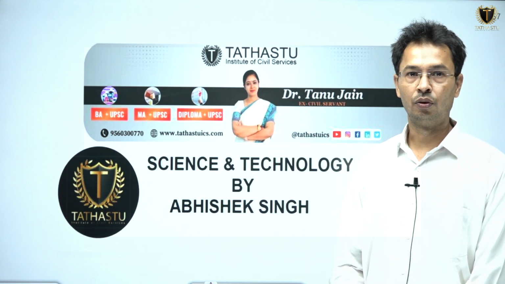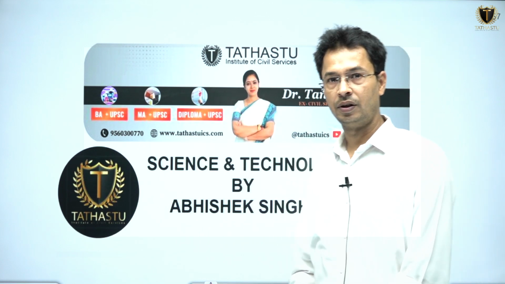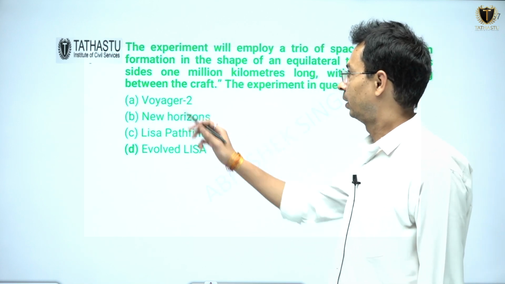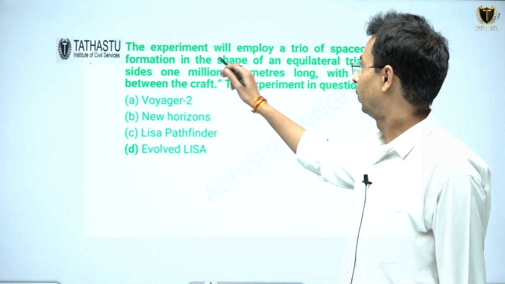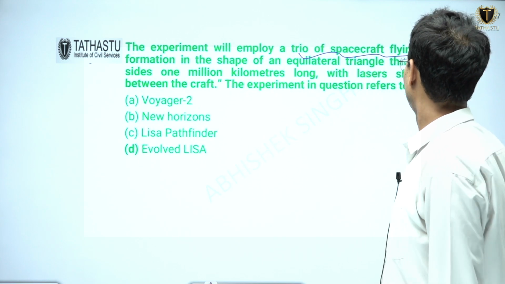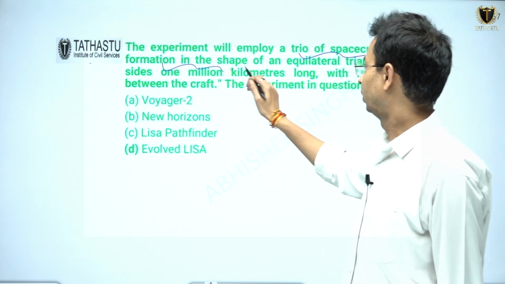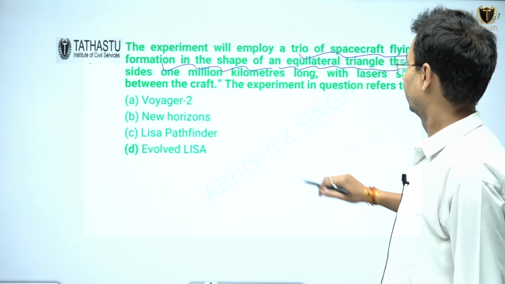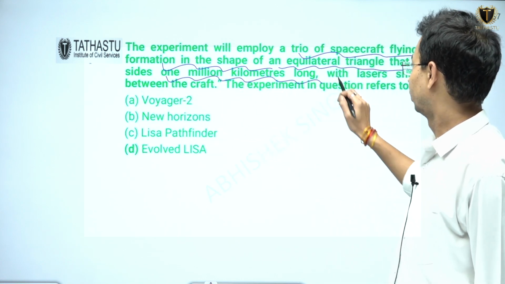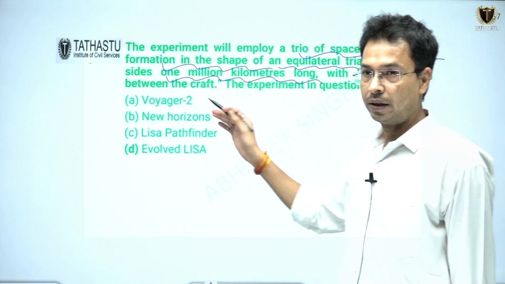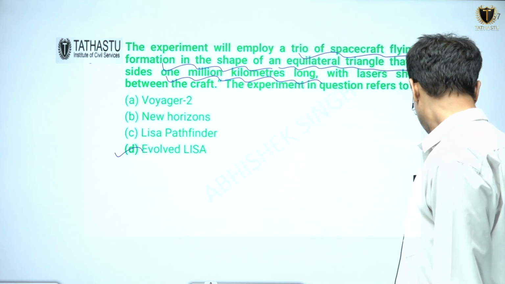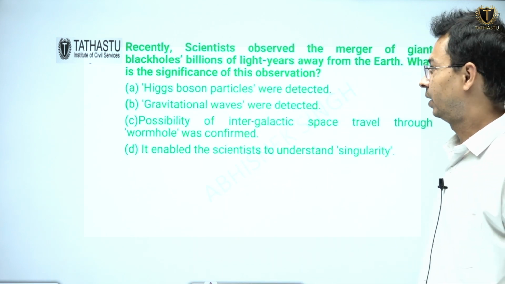Before going deeper into the topic, let us see some previous year questions. This question is asking about an experiment that will employ a trio of spacecraft flying in formation in the shape of an equilateral triangle that has sides of 1 million kilometers long. It is asking about the evolved eLISA, and this is related to gravitational waves.